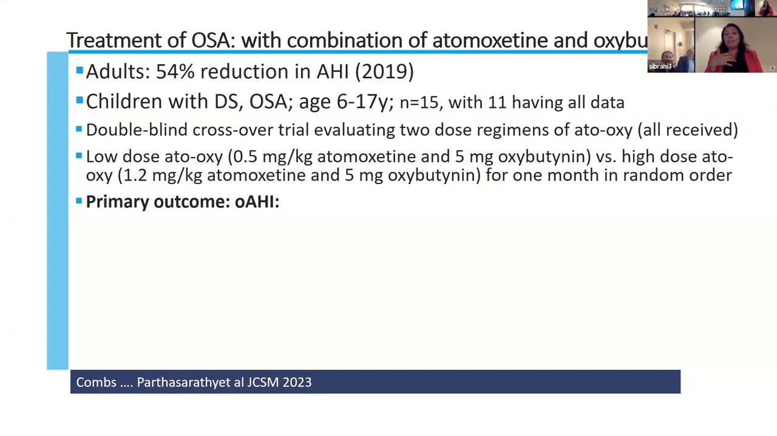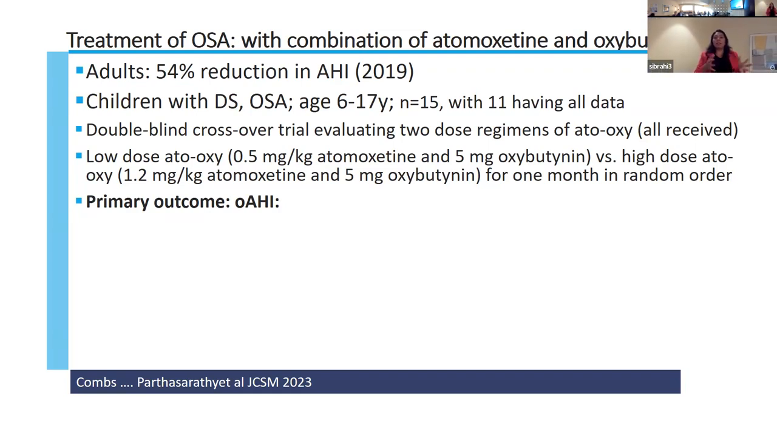So I was unaware that this study was going on. It was published in 2023. It was treatment with what we use for ADHD, atomoxetine, and oxybutynin. I was aware that it was happening for the adult trials, but I didn't realize that children with Down syndrome were recruited. In 6 to 17 year olds, the N was only 15, with 11 having all the data.